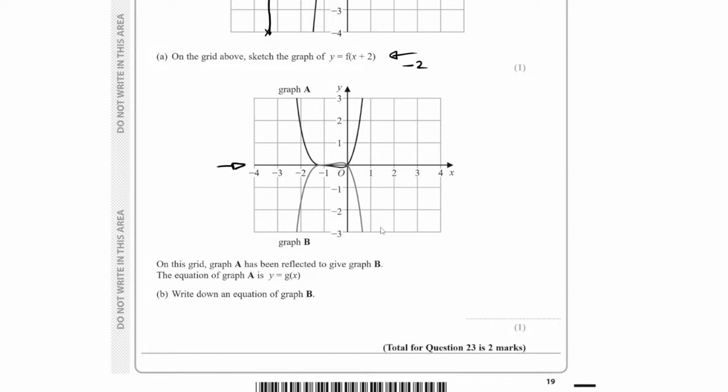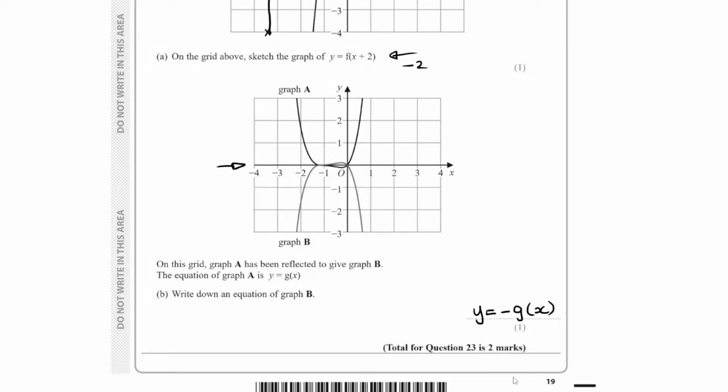So which coordinates has it affected? Because it was a reflection in the x-axis, it's only affected the y coordinates, hasn't it? All the x coordinates are the same, aren't they? It's just the y has now gone from above to below or vice versa. So because it's affected the y coordinates, it's going to be on the outside. If it's affected the x coordinates, it will be a negative in the brackets.